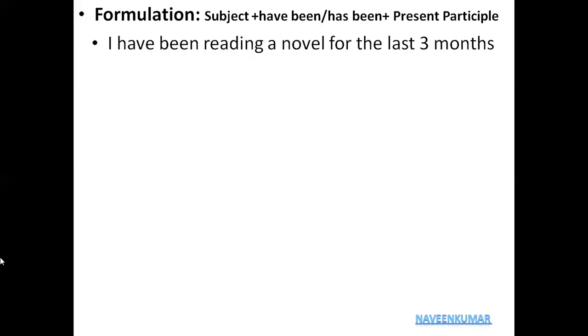I have been reading a novel for the last 3 months. So the action started in the past, that is 3 months back, and it has been in progress for 3 months and is still taking place. Reading of the novel is taking place right now also, and it may continue in future because the novel is not completed, reading is not completed yet. So it may continue in future. It has been 3 months. So I have been reading a novel for the last 3 months.